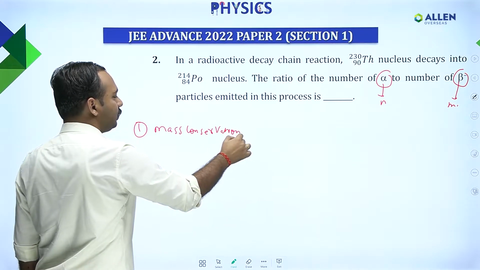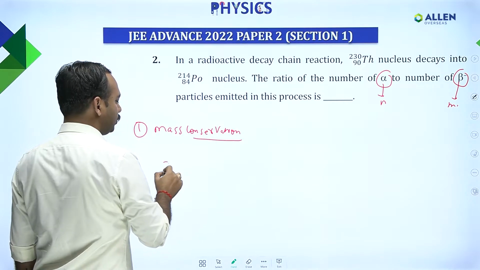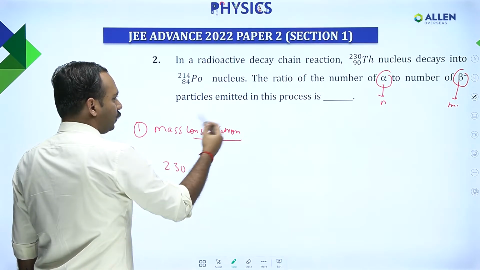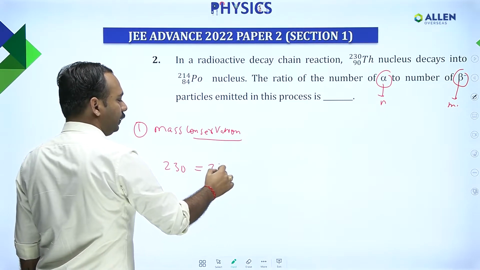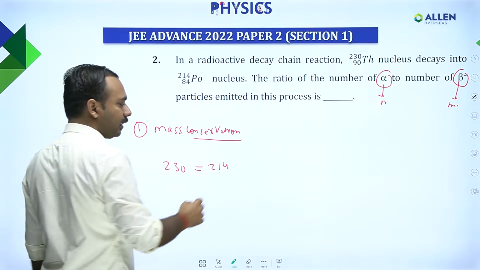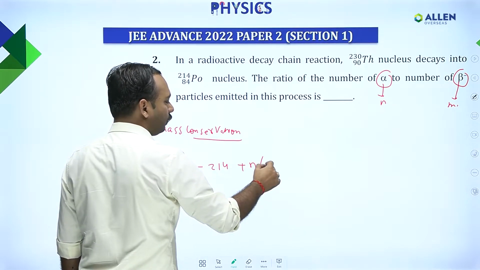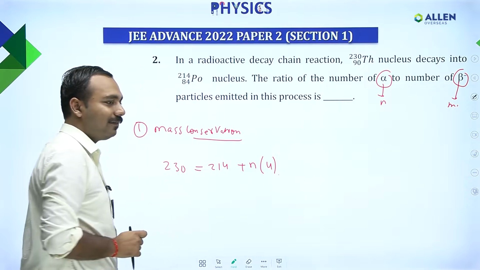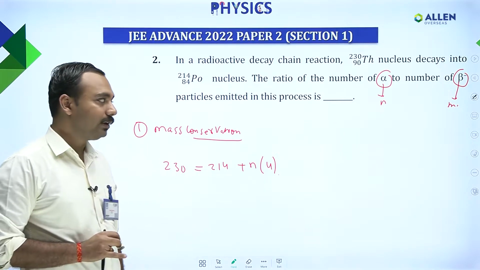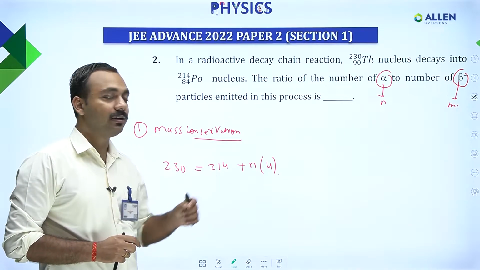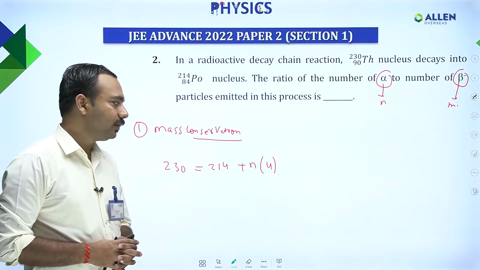If you use mass conservation, the initial total mass is 230 of thorium. On the right side we are getting polonium-214 as well as alpha particles. So n times 4. Why n times 4? Because every alpha particle's mass is 4u, I know that. So definitely, if n is the number I have assumed, that will be n times 4.